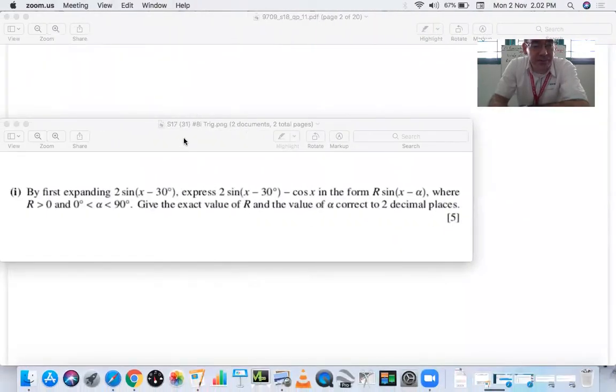Okay, here's our last example for this particular part. And it's from summer of 17, paper 31, number 8. By first expanding 2 sine(x minus 30 degrees), in other words, using the difference identity, express 2 sine(x minus 30) minus cosine x into the form r sine(x minus alpha), where r is greater than 0 and alpha is between 0 and 90. Give the exact value of r and the value of alpha correct to 2 decimal places.